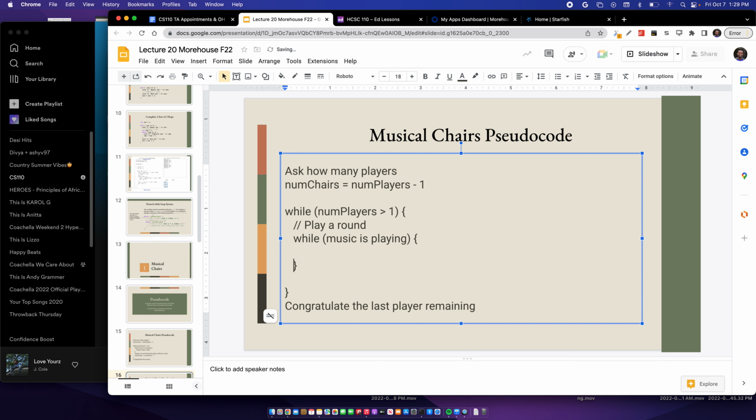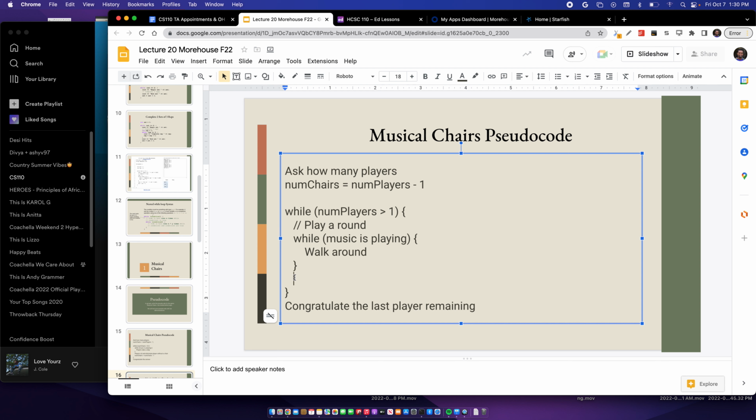While the music is playing, then we can walk around, right? And then at this point, what do we know at this point is true? When we're inside the outer loop, but we're outside the inner one. Sorry, that was kind of confusing to say. So like this inner while loop is complete, but we're still in the outer one. What do we know is true? Number of players is greater than 1. Yep, we know number of players is greater than 1.